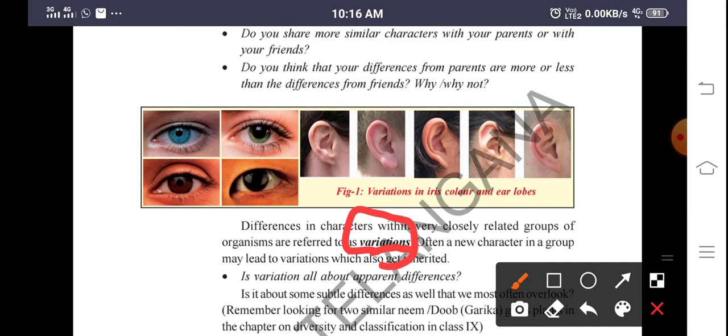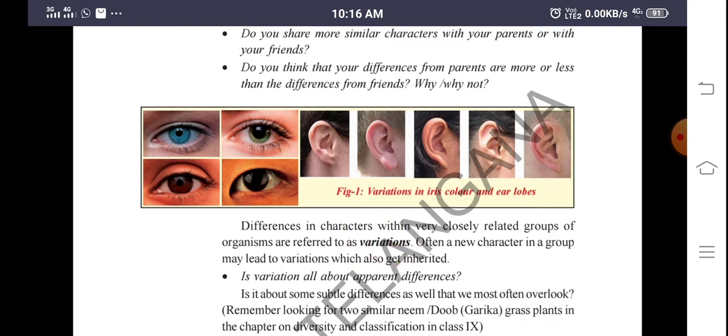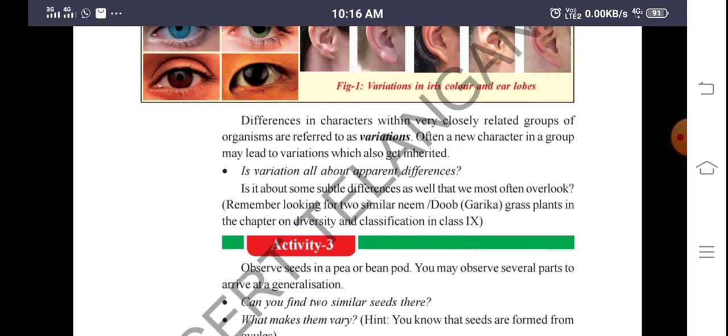Often a new characteristic in a group may lead to variations. Variations are not all about apparent differences. It is also about subtle differences that we most often overlook. Remember, looking for two similar plants, in the ninth class, fifth chapter, we already studied variations in plants. When you take the same plant, neem tree leaves, there will be variations we can see.